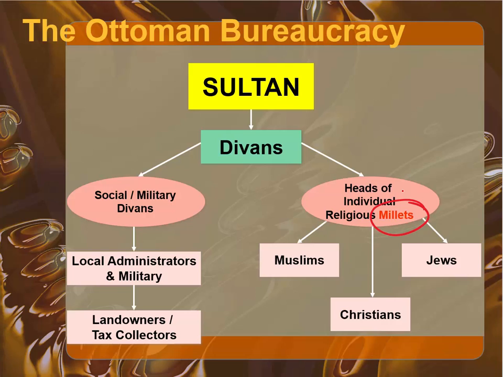Now, one thing that's also interesting to note on this flow chart is the millets. Within the Ottoman Empire, because it was a Muslim empire, they respected the people of the book. So the Christians and Jews would have to pay the jizya, which is the tax that non-Muslims had to pay, and they were allowed to practice their religion freely.